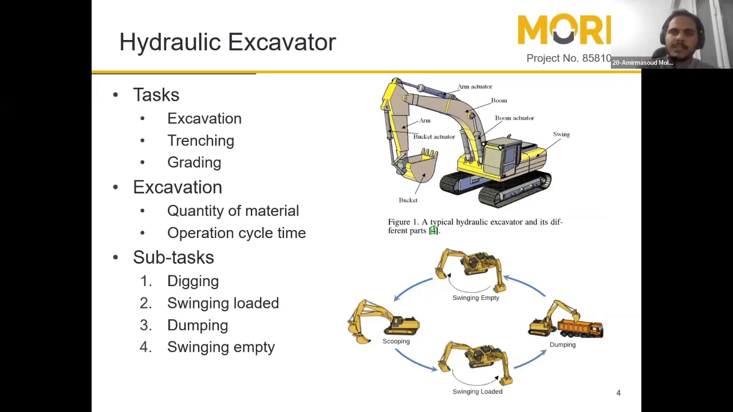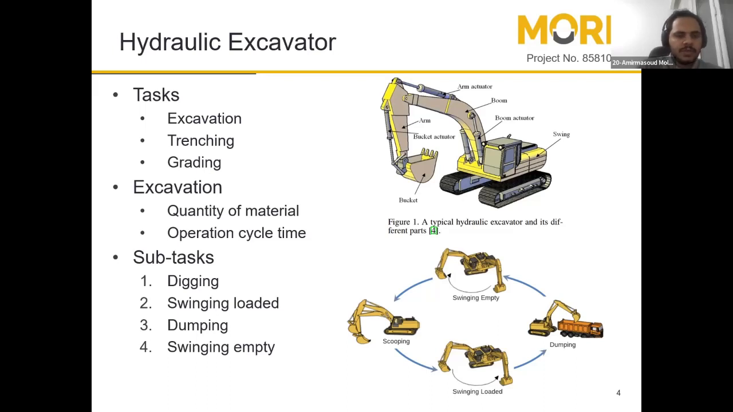Excavator actually is the most important machine in this field, and there are a lot of tasks that the excavator can do, but excavation, trenching, and grading are the three most important tasks. In this paper, we worked on the excavation operation. There are two important factors for the productivity definition for the excavation operation by using an excavator. It is the quantity of transferred material, which can be volume or weight of the material, and also the operation cycle time. We need to know these factors to be able to define and calculate the productivity.